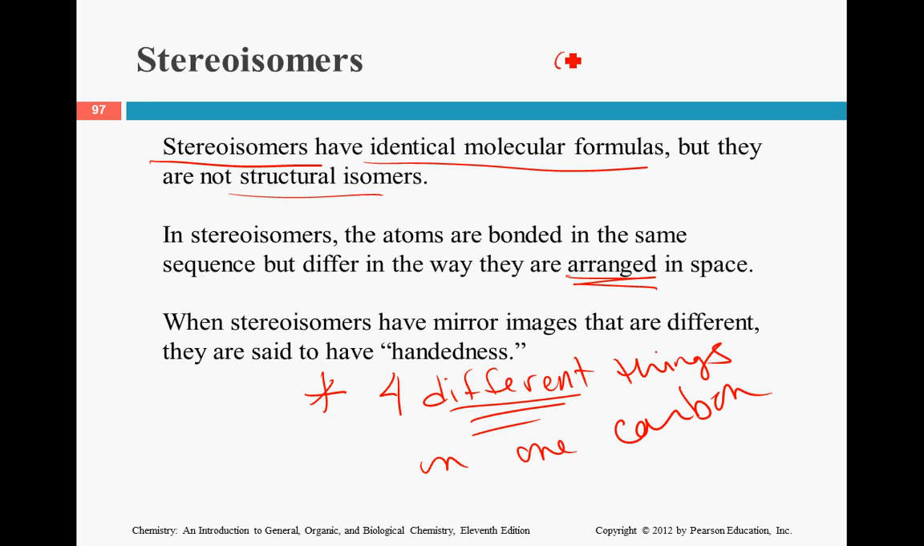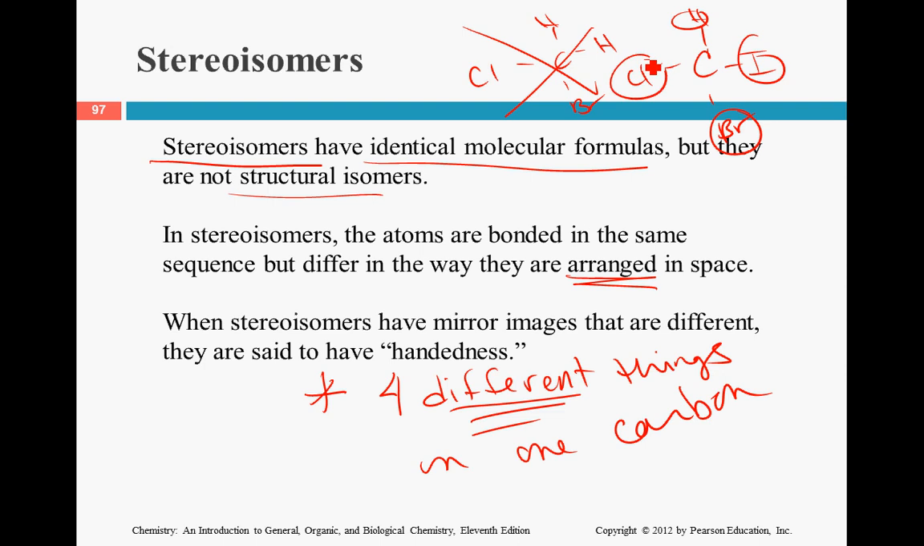For instance, if you have carbon, hydrogen, bromine, chlorine, that does not work. It would have to be carbon, hydrogen, iodine, bromine, chlorine. You have 4 different things on that carbon.